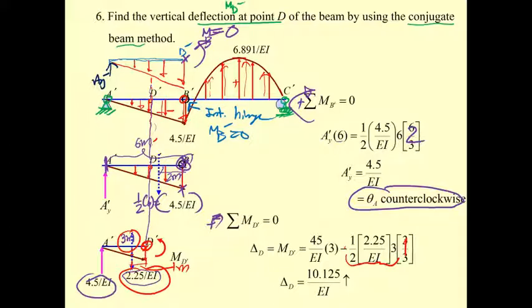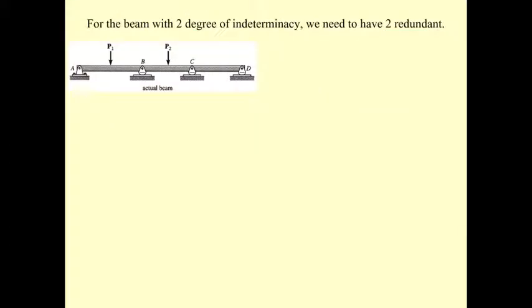It's going to be one of the easy ones, and you may need to go back and review how to determine the deflection or the slope or both from the conjugate beam if you like. Next, we move to another problem with 2 degrees of indeterminacy.